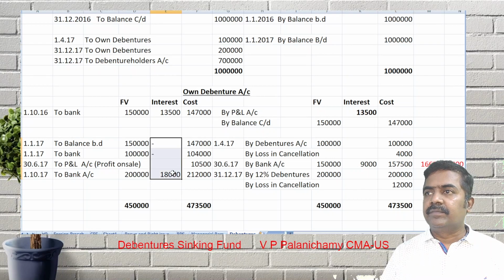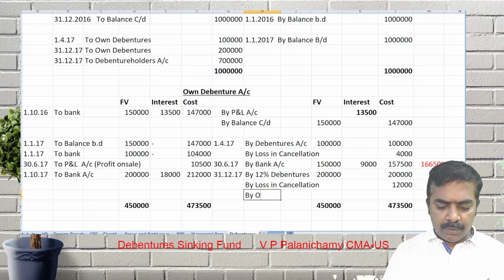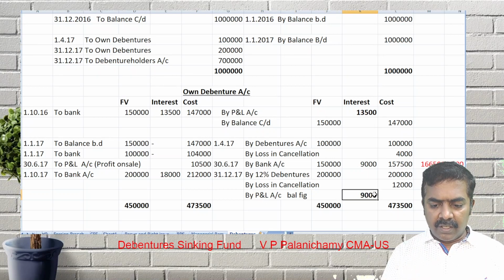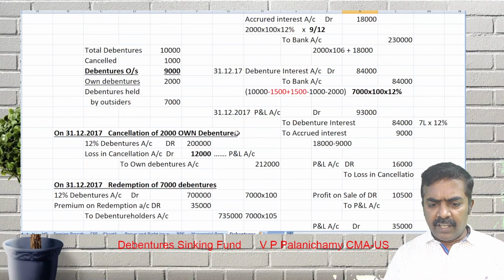Debit level irukku 18,000. Credit level irukku 9,000. That will be transferred to P&L account. That will be transferred to which account? P&L account. Balancing figure. That interest will be transferred to P&L account. எவ்வளவு இருக்கும்? 9,000. நான் journal entry வேணாலும் நீங்க பார்க்கலாம். இங்க பாருங்க. Journal entry போடும்போது பாருங்க.